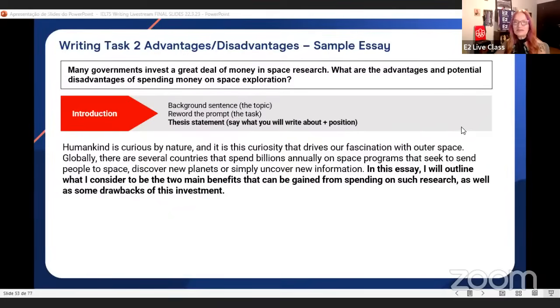So sentence by sentence, we're good to go. Beautiful. In some cases, once again, you may have the question, do the advantages outweigh the disadvantages? If this is the case, in the thesis sentence, in this last sentence, this is where you include your opinion already. You start already informing what is your opinion when it's requested. You don't wait to only reveal your opinion in the conclusion. You start from the introduction.